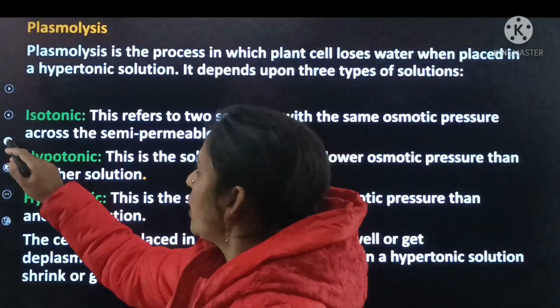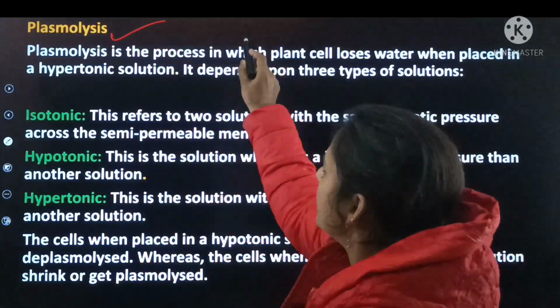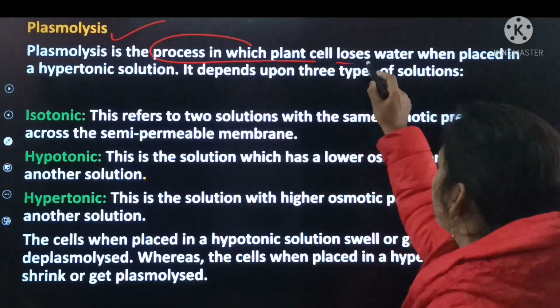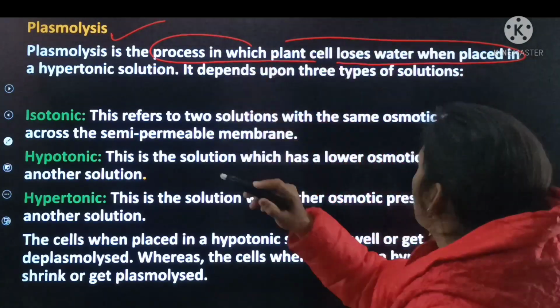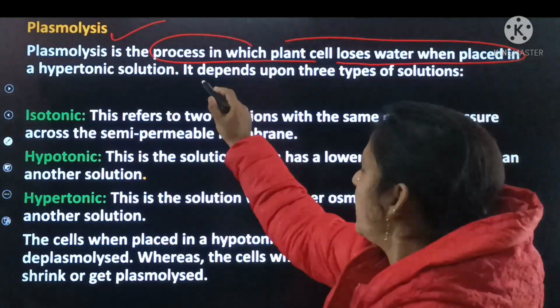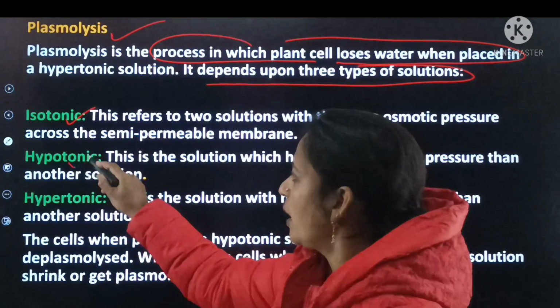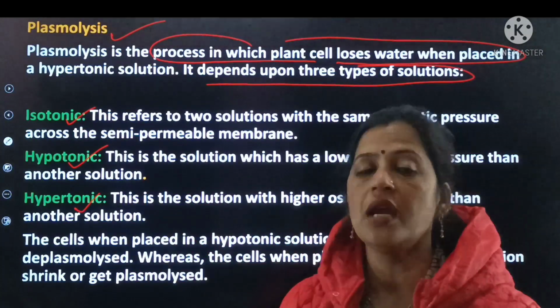Next is plasmolysis. What do you mean by the term plasmolysis? Plasmolysis is the process in which plant cells lose water when placed in a hypertonic solution, and it depends upon three types of solution: isotonic, hypotonic, and hypertonic.